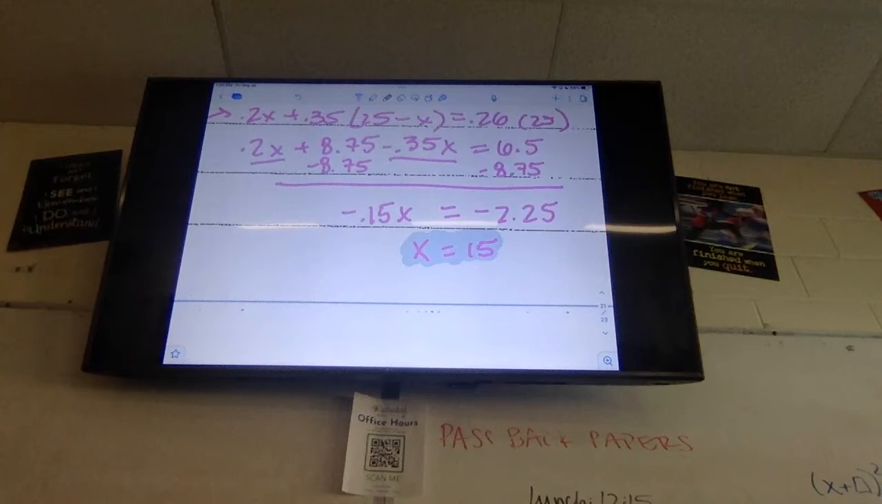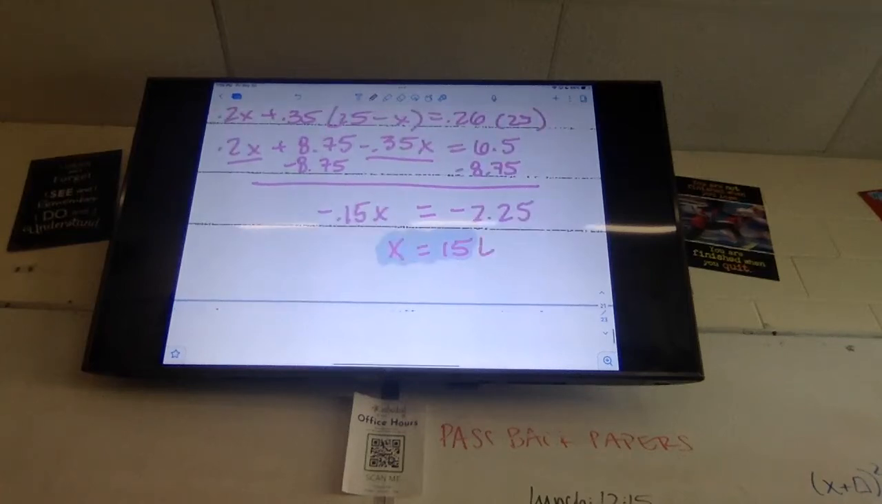All right, do you guys get x equals 15? What does that mean? What is that in reference to? 15 liters of the 20% solution. Good. And how much of the 35% do I have? We did 25 minus 15.